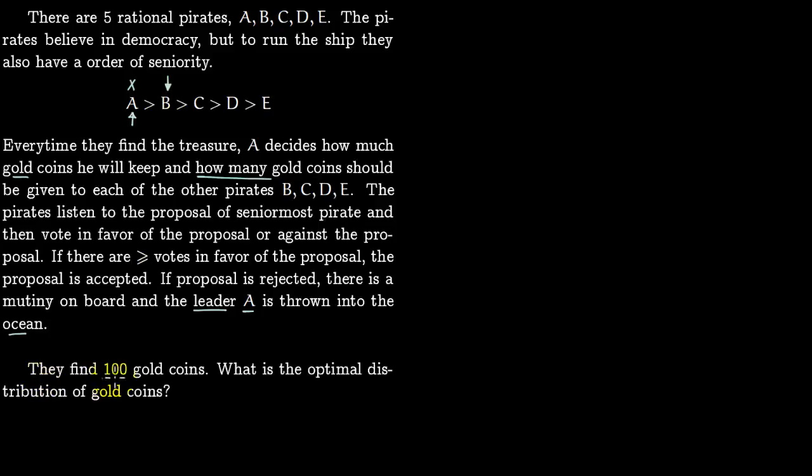So suppose they find 100 gold coins. What is the optimal distribution of gold coins? How many gold coins should A keep? How many should he give to B? How many should he give to C? How many should he give to D? And how many should he give to E?